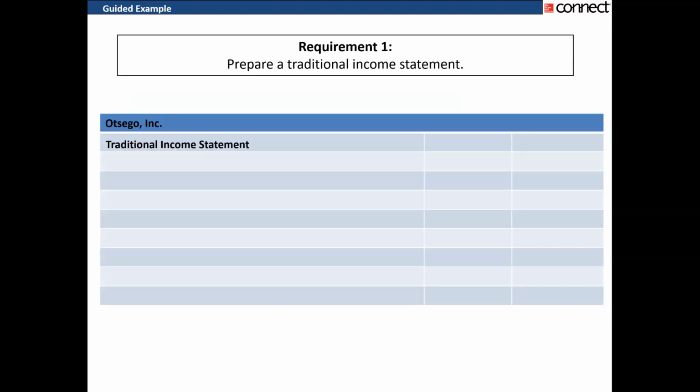Okay, we're going to first do the traditional income statement, the one that you are more familiar with. And it's basically sales minus expenses. So again, the sales, they sold 12,000 units at $25 per unit. That will be $300,000.